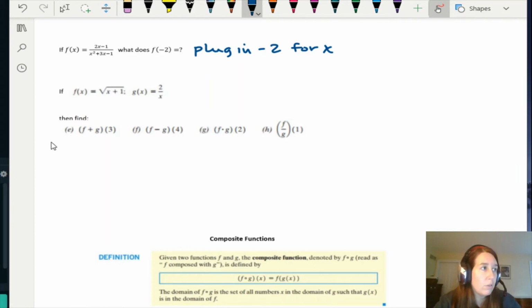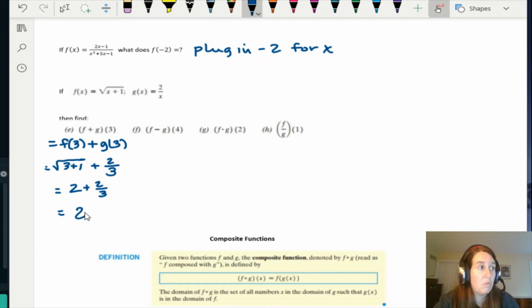Or we also could do, that would equal the f of 3 plus the g of 3. And that might be easier to do sometimes because then you're just working with numbers. We'll see. Okay? So the f function with 3 plugged in would be the square root of 3 plus 1. And then the g function would be 2 divided by 3. All right, so the square root of 3 plus 1, that's the square root of 4. So that's 2 plus 2/3, which you could simplify just to be 2 and 2/3. Be fine.